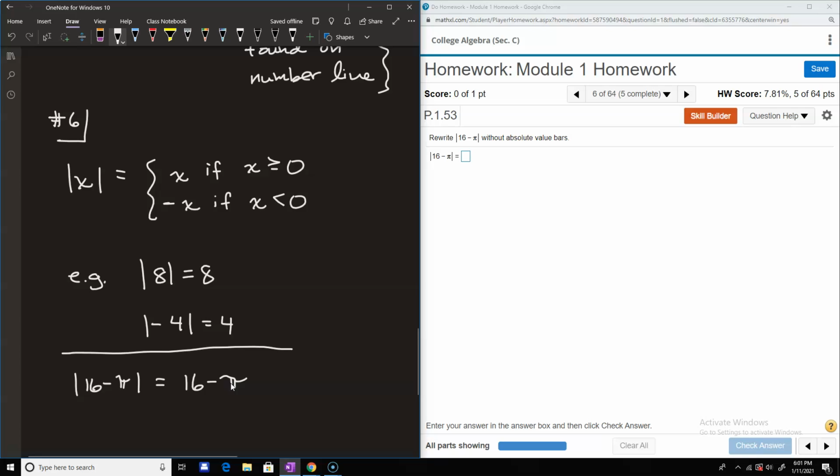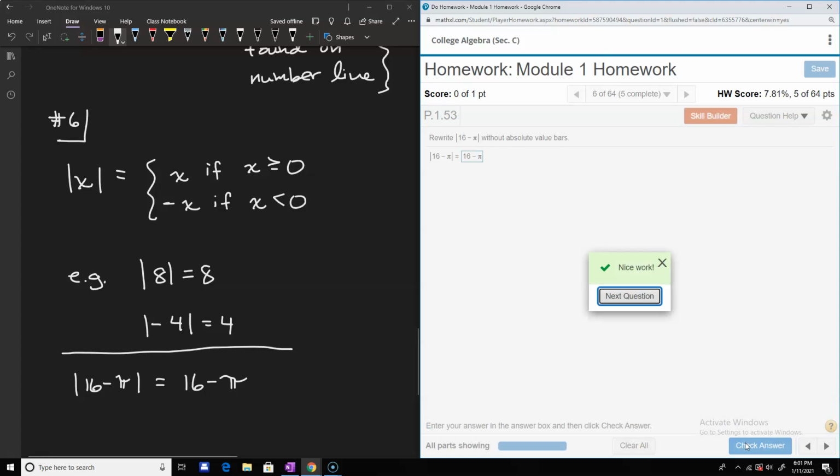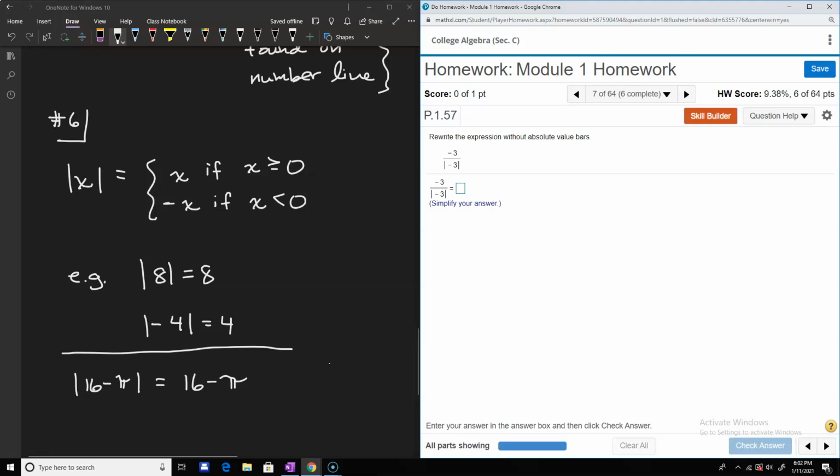Now, you don't want to actually type 16 minus 3.14 into your calculator because that is an approximation. Pi really has an infinite decimal expansion, so we're just going to leave that symbol as is. So we're just going to type 16 minus pi here, and that is the result. The absolute value bars are just kind of superfluous there.